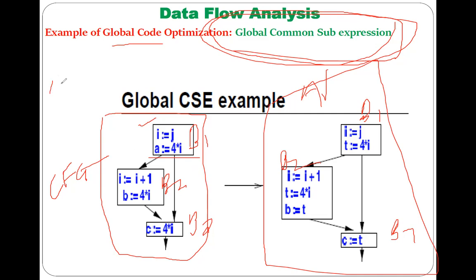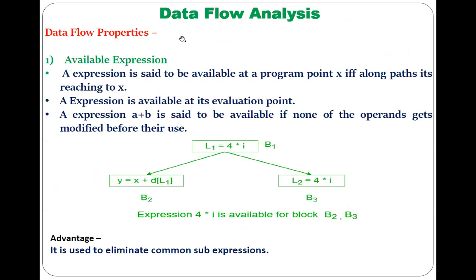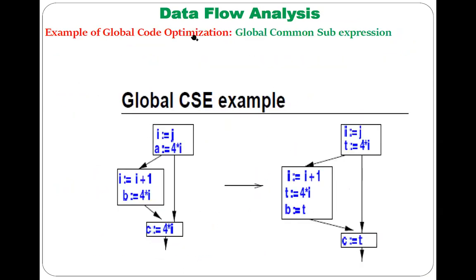Can we call 4 into I the available expression? Yes, 4 into I is the available expression. Now as per the definition of available expression, an expression is said to be available if none of its operands gets modified before they are utilized. The same definition we can apply here. An expression is said to be available at some point P if it is not modified until it reaches that point. So here, 4 into I is our available expression.